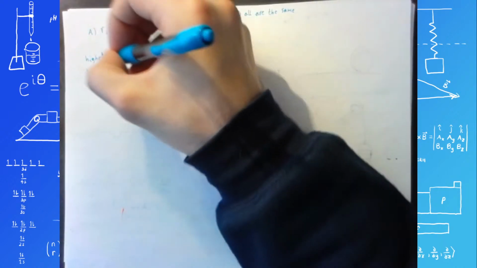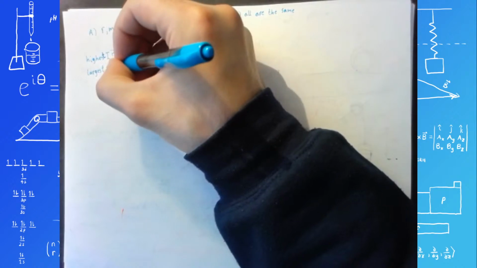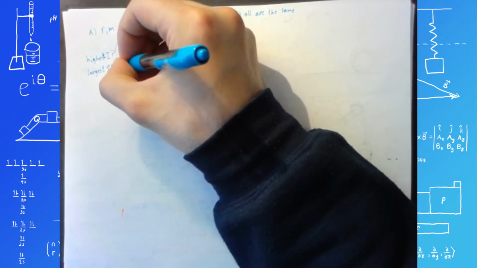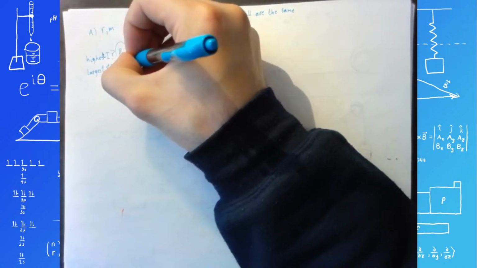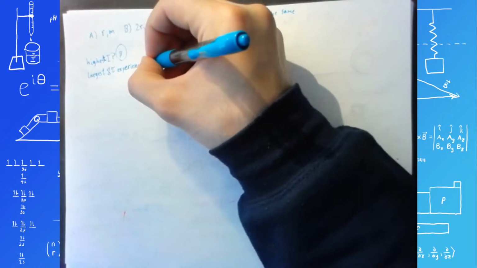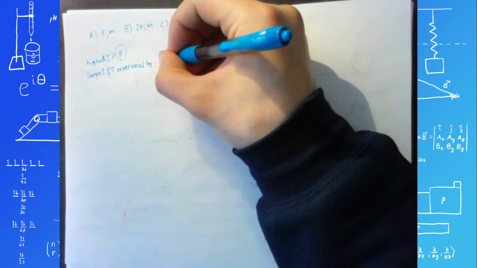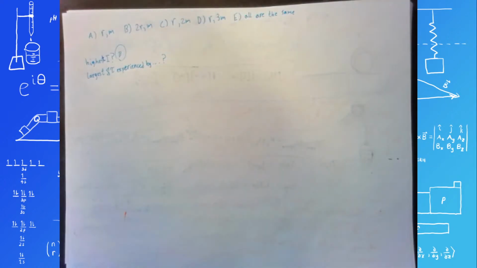Largest net torque experienced by which one? Which one will experience the largest net torque? If they are released from rest.